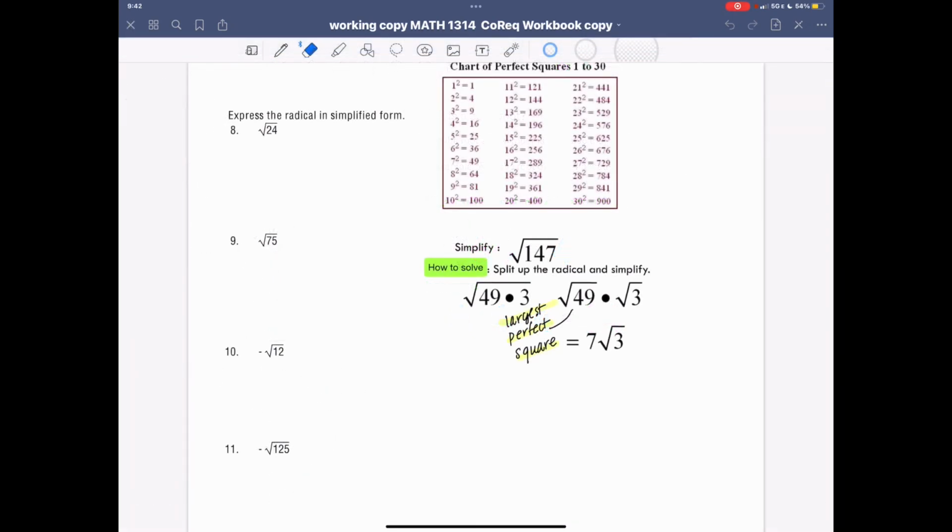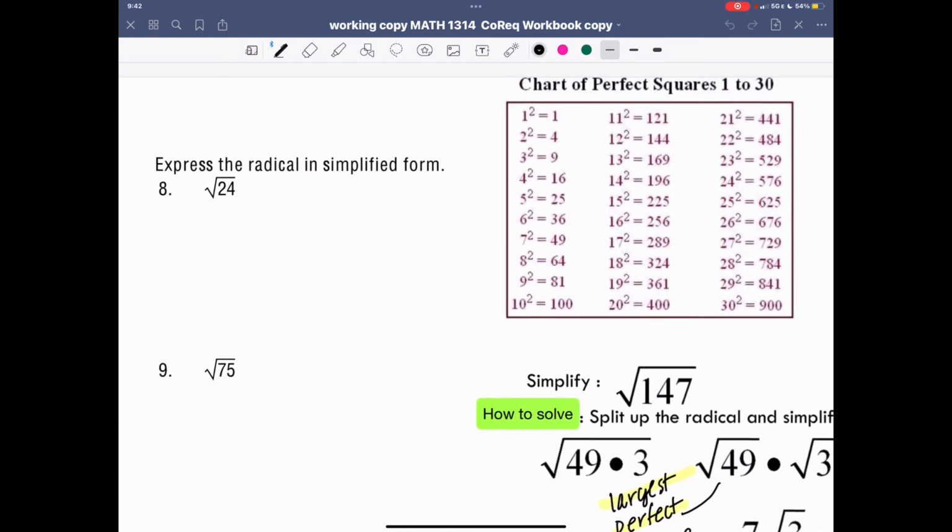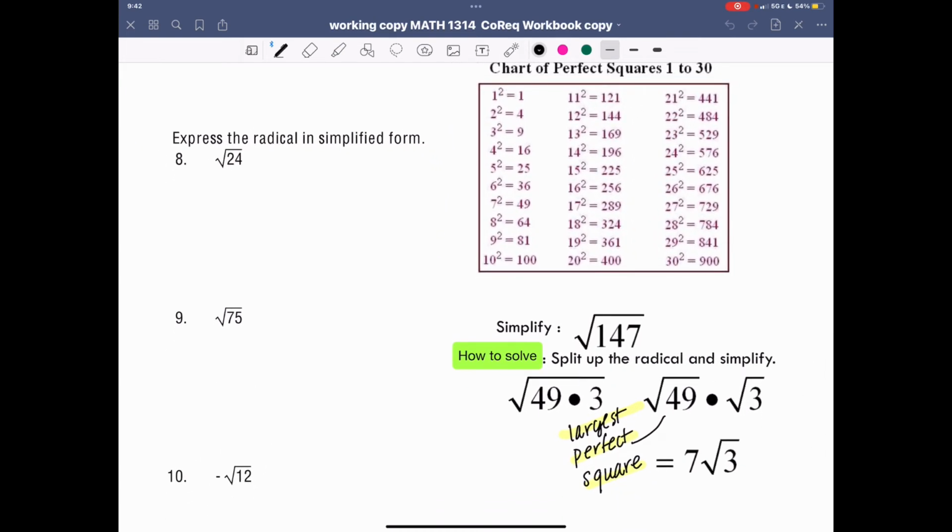How to express a radical in simplified form. If you look at the perfect squares chart, we're trying to take out the largest perfect square that we can when we find the factors of the number underneath the radical. So in this case, we have to look at our perfect squares chart, and from here we can tell that there's nothing that's a perfect square where 24 is the solution. So if you think about the factors of 24, again, we want to use the largest perfect square. So I have 4 and 6.